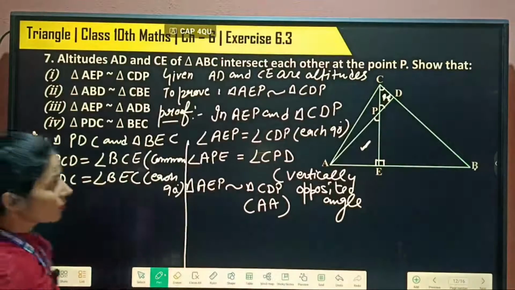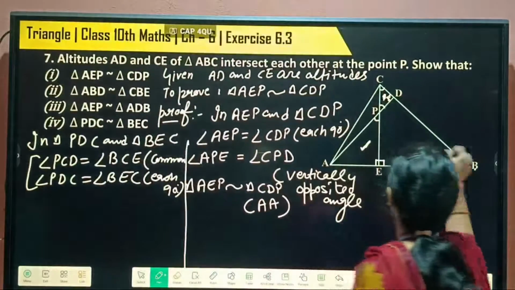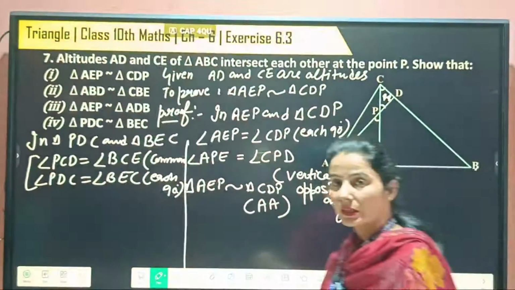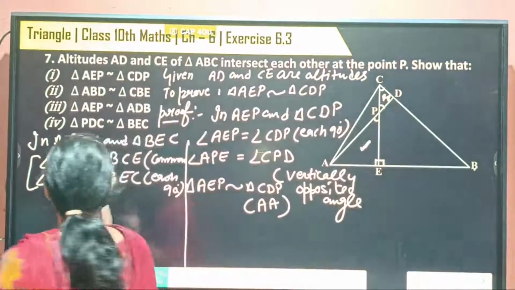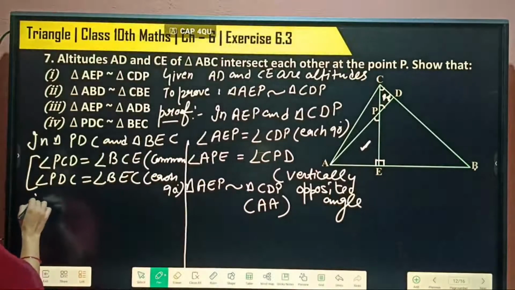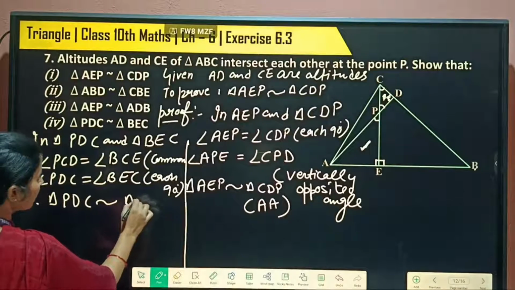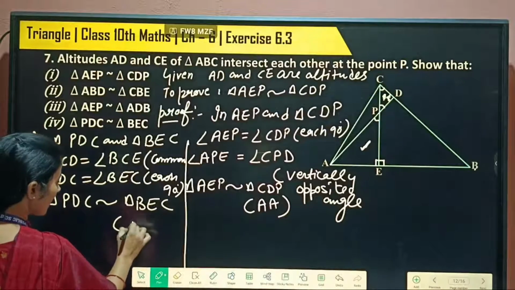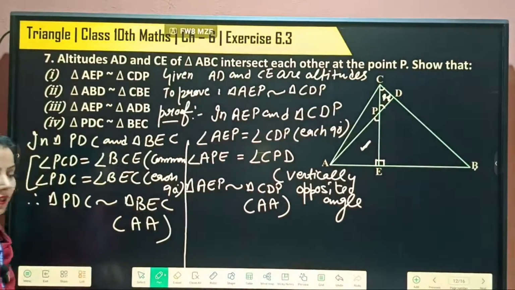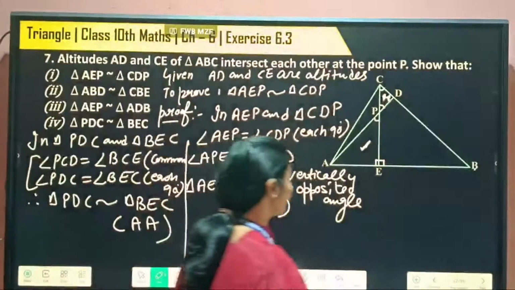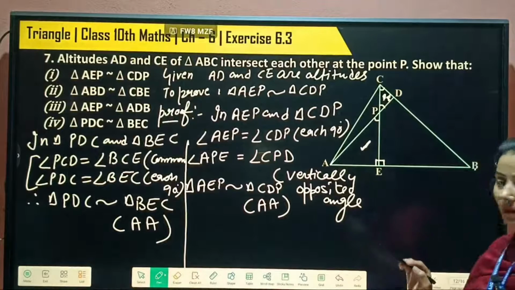Two angles we got same in these two triangles. So by angle similarity criteria, these two triangles will be similar. So I can say triangle PDC is similar to triangle BEC by angle similarity criteria. Question number 7 is completed.